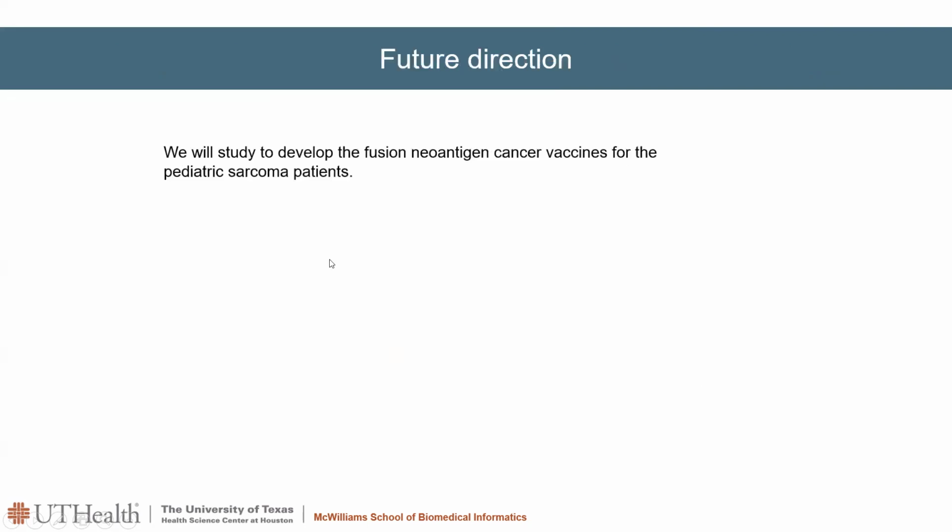Future direction: these days we have an interest in pediatric sarcoma patients because it is a very aggressive tumor. Sometimes I have questions from patients. I want to help the kids. Using the high immune power of kids, I hope we can use this fusion neoantigen vaccine efficiently to treat pediatric cancer.